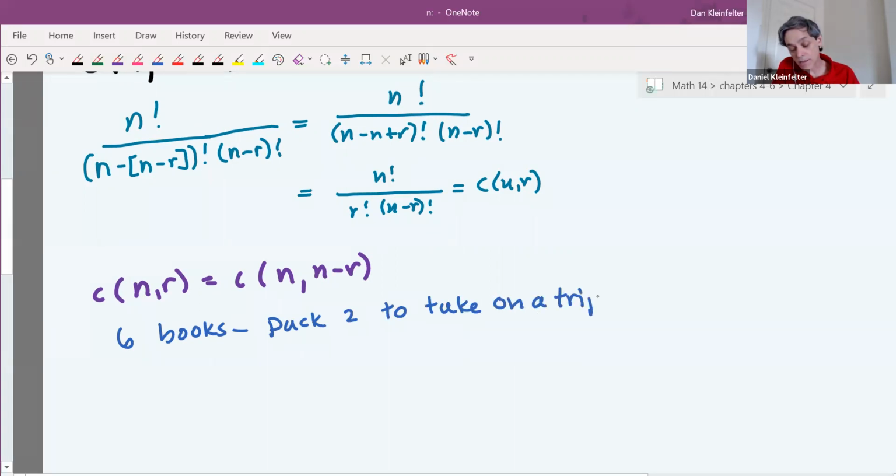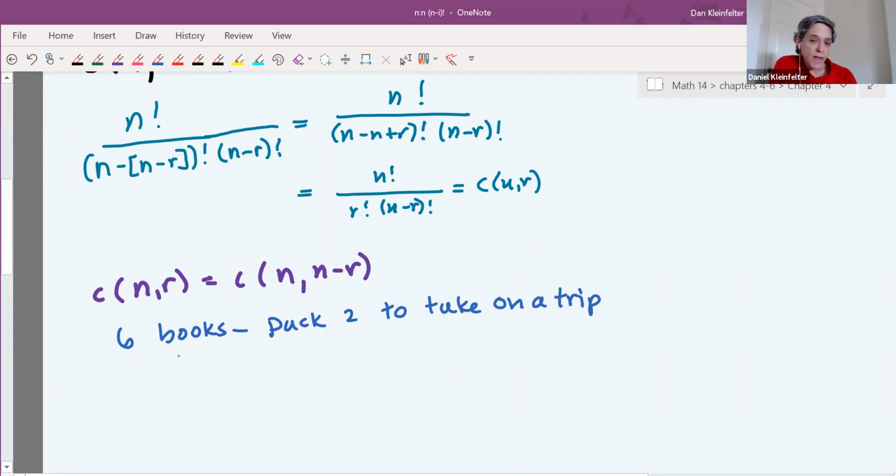And so the question might be, well, how many choices of 2 books are there? First of all, what makes this combinations is the fact that the order that you choose the books in doesn't make any difference. They're just going in your suitcase, okay? So the 2 books are either selected or not selected. The order that they're in doesn't matter, which is what makes it combinations, okay? So we're packing 2 books to take on a trip.